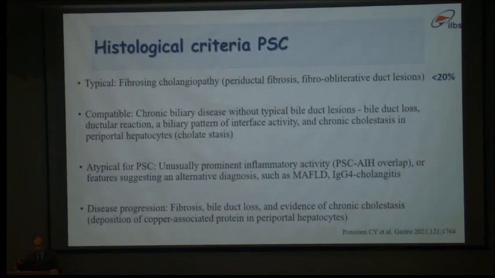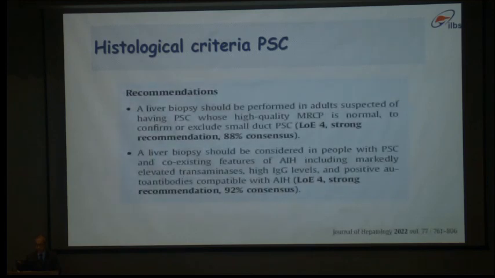So what are the histological criteria? Typical criteria are onion skin fibrosis and fibro-obliterative ductal lesions, which are seen in less than 20% of patients. Compatible lesions are biliary changes with duct loss, ductal reaction, biliary pattern of interface activity, and chronic cholestasis. Atypical changes are when there is more inflammation or steatosis, suggesting some alternative diagnosis. The disease is said to progress histologically when there is increase in fibrosis, duct loss, evidence of chronic cholestasis, or deposition of copper-associated protein.